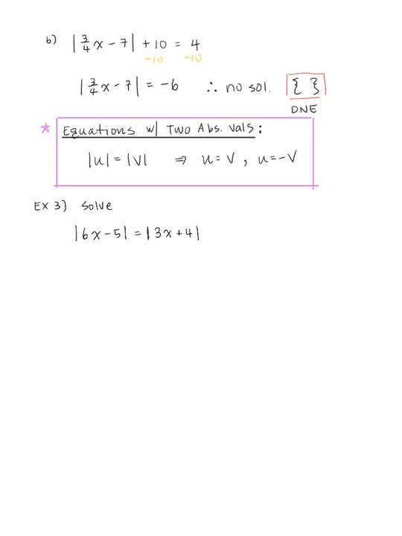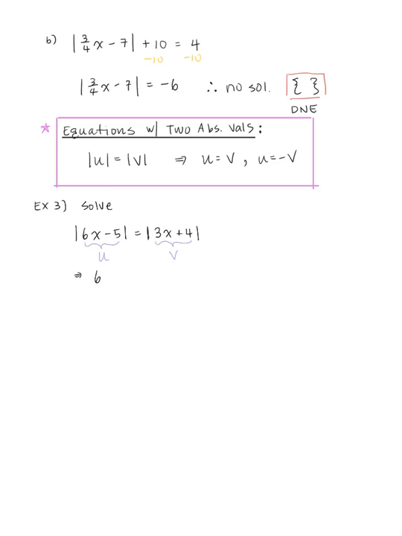Solve the absolute value of 6x minus 5 equals the absolute value of 3x plus 4. So in this case, our U is 6x minus 5. So let me just write that out. So this is going to be U, and then 3x plus 4 is going to be our V. So let's follow the theorem. The theorem says if we're going to drop that absolute value on both, then this implies that U is positive V or U is negative V.